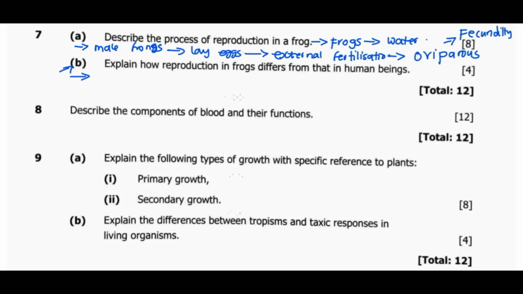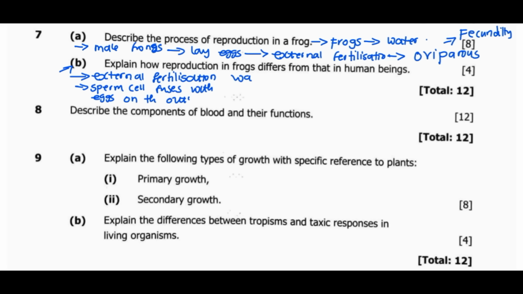So we just say in frogs, we have what we call external fertilization. So external fertilization is a type of fertilization in which the sperm cells fuse with eggs on the outside of the body. So that is what we have here.